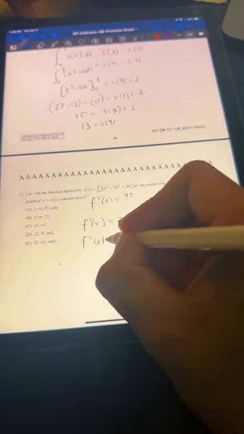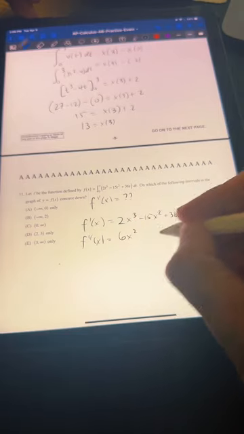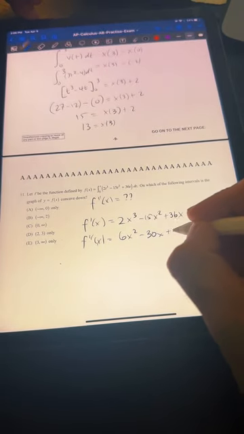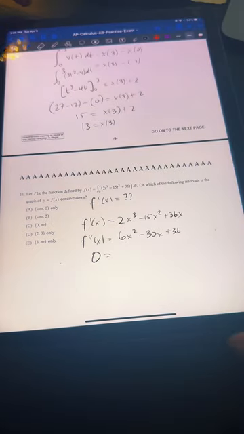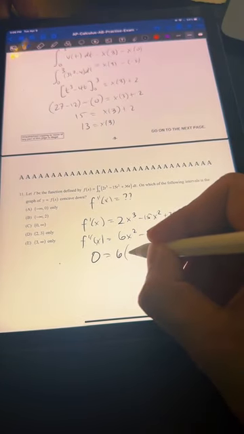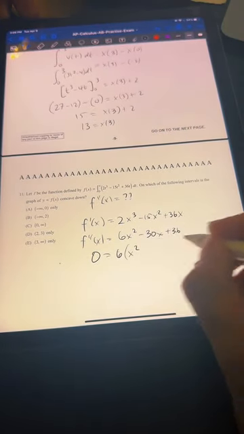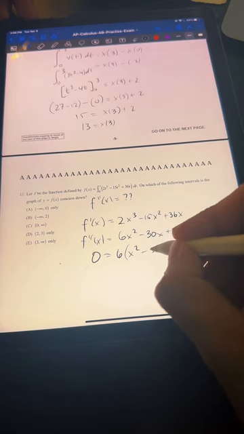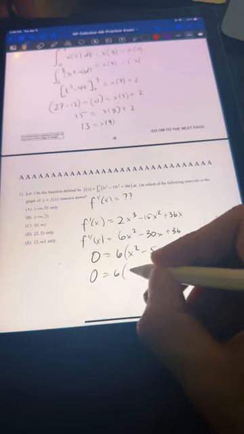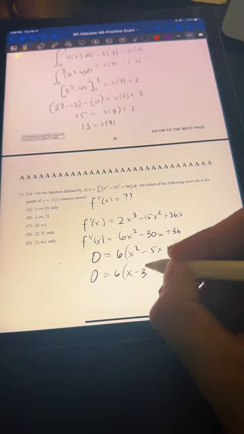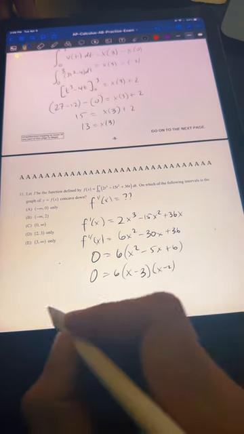They want the second. So we're going to go ahead and take the second derivative of this, and that's 6x squared minus 30x plus 36. And we want to find when it's concave down. So first, let's go ahead and set it equal to 0. Let's factor out a 6 from this entire expression here, and that becomes x squared minus 5x plus 6. Let's factor it out, and this becomes x minus 3, x minus 2.